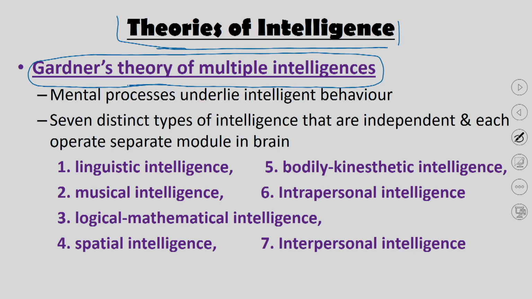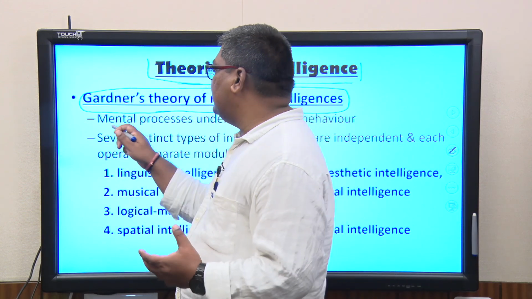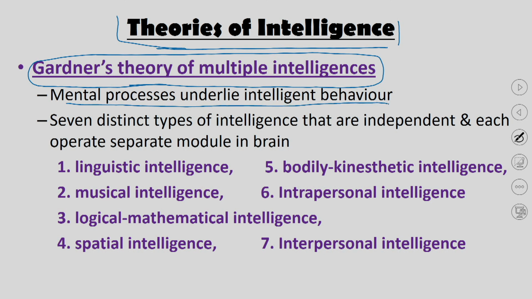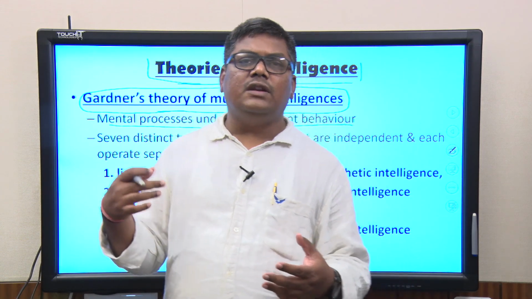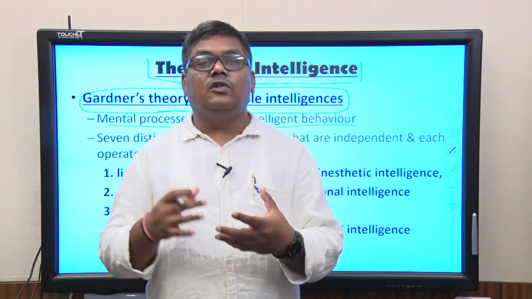What Gardner said is that intelligence is basically a multifaceted view. Intelligence is a system which is composed of multiple components or multiple processes. And so, what Thurston believes is that mental processes underlie intelligent behavior. Intelligent behavior, since it is defined by multiple mental processes, these different processes actually signify different components or different abilities. And these different components or processes combine together to form intelligence.